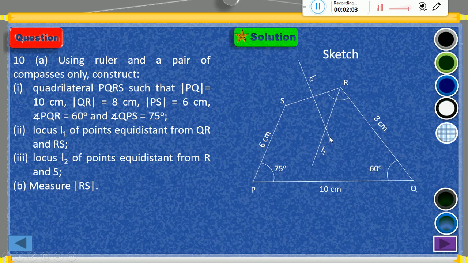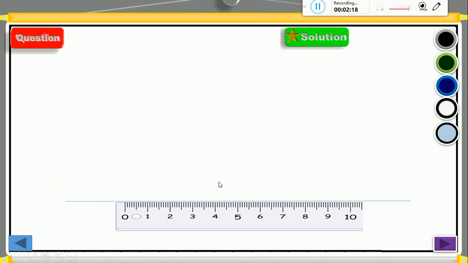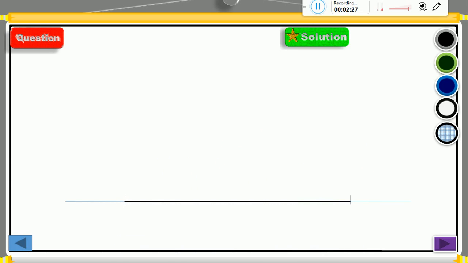Having done the sketch, we now move straight to the graph board to carry out the construction. So we draw the line. Place our ruler and measure 10 centimeters. That's PQ. Label.